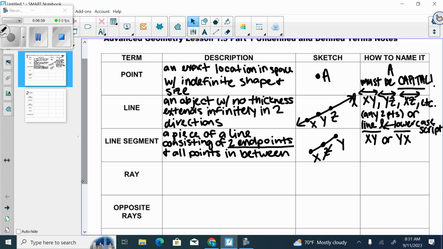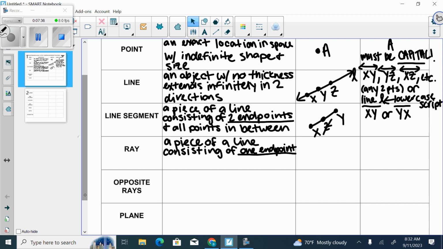All right. Then we have a ray. A ray is pretty similar to a line segment because it is a piece of a line. But this one consists of only one endpoint. And then on the other end, it's going to continue infinitely in that opposite direction.